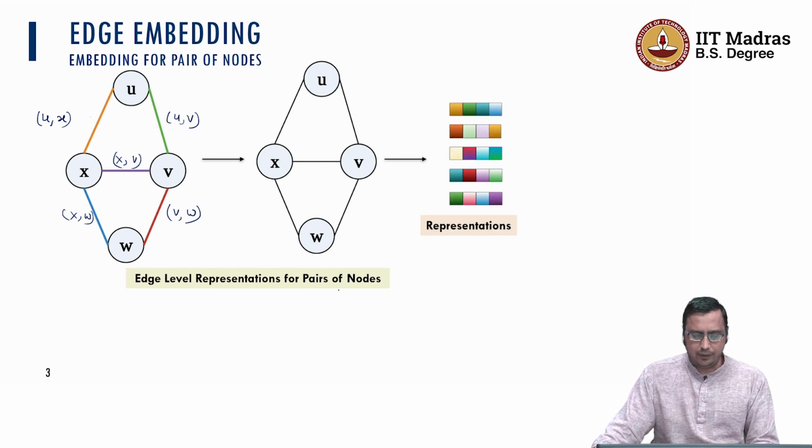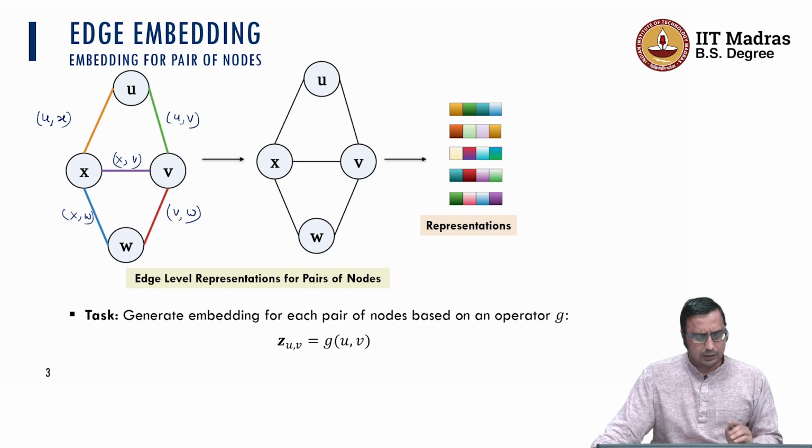And if I do it this way, then I can create a representation for each edge through our knowledge of embedding of nodes. So again, what we are trying to do is look at a pair of nodes instead of a single node, which we looked at during our node embedding. The task here is simple. We want to generate an embedding for each pair of nodes, or for an edge.